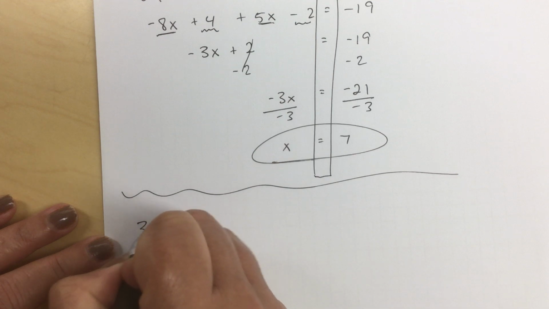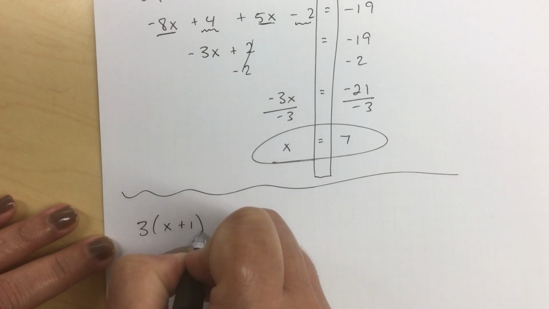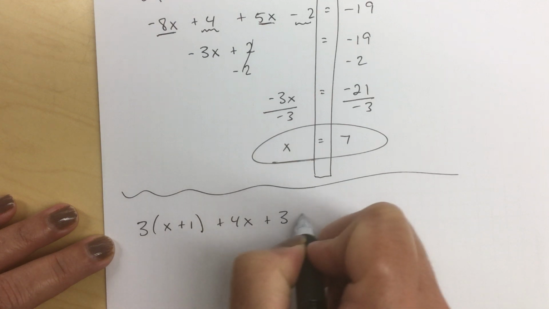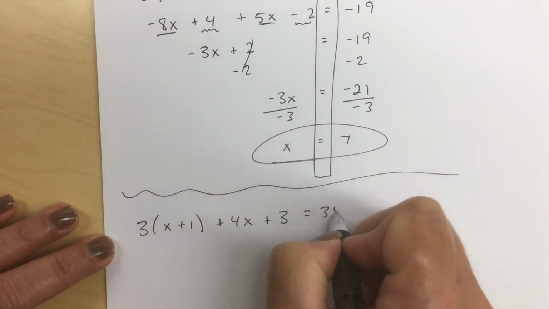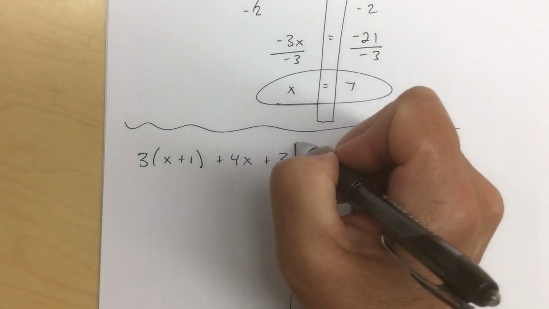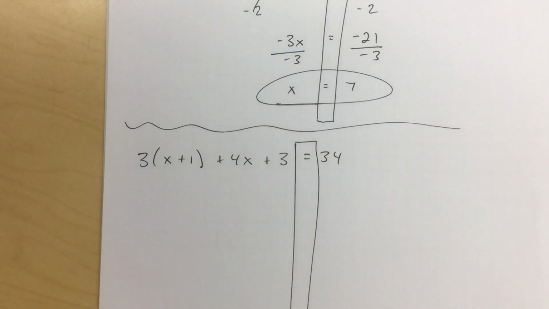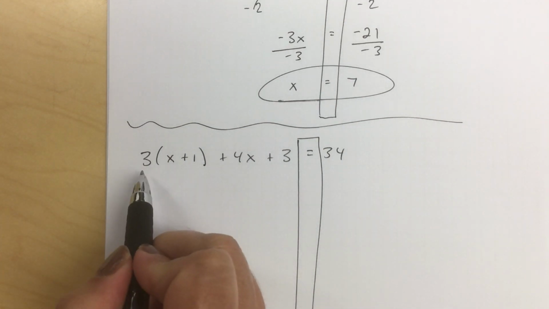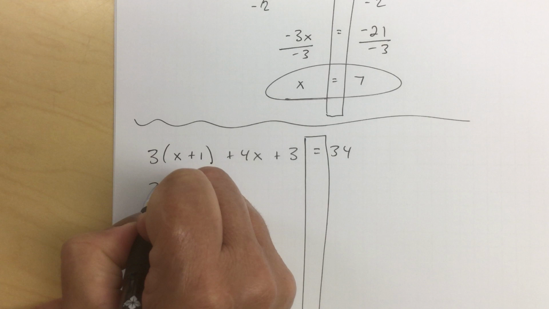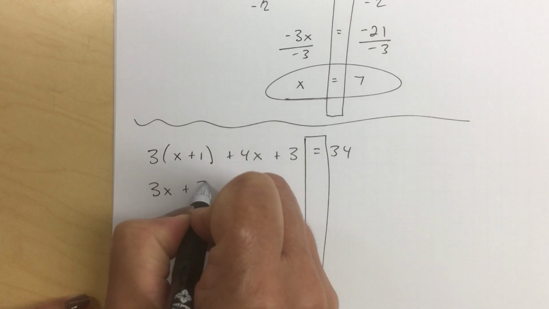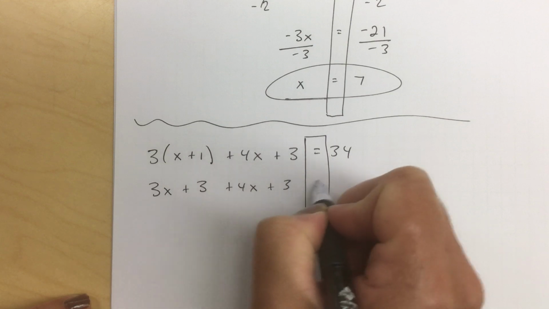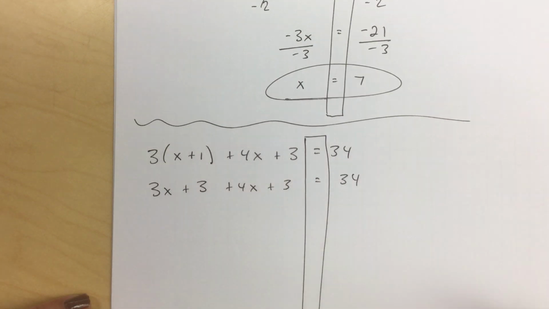So I have 3 times (x plus 1) plus 4x plus 3 equals 34. Okay, again, I highly recommend making a great big wall here for your equal sign. Start by getting rid of your parentheses using the distributive property. So that's going to become 3x plus 3. And then just copy this down. Plus 4x plus 3 equals 34.